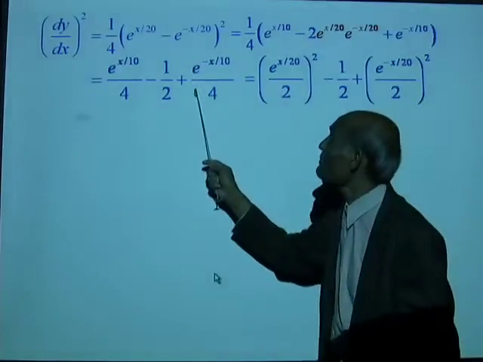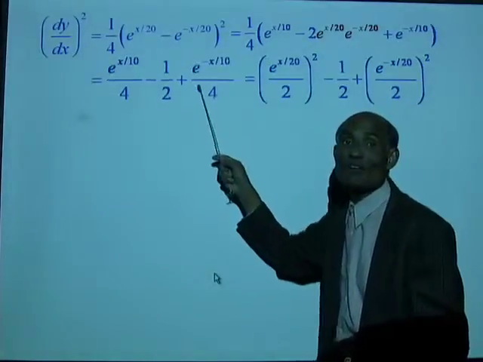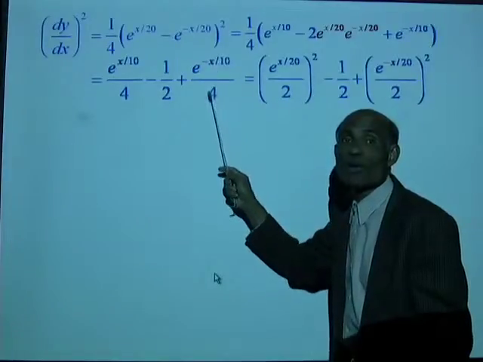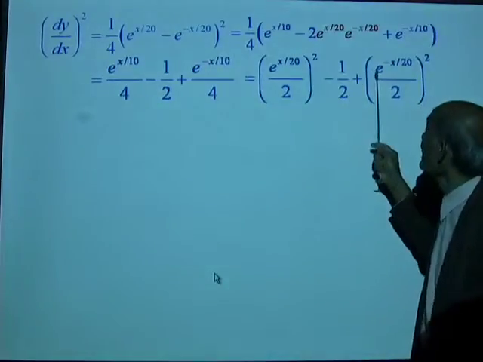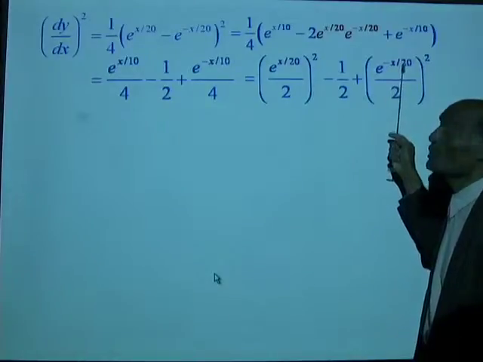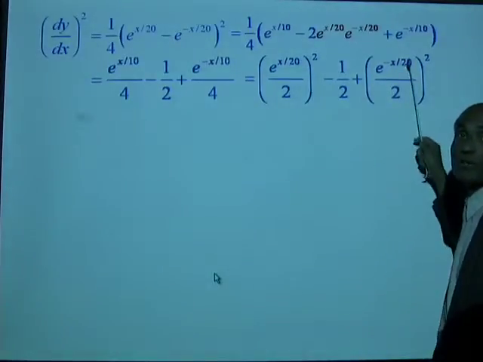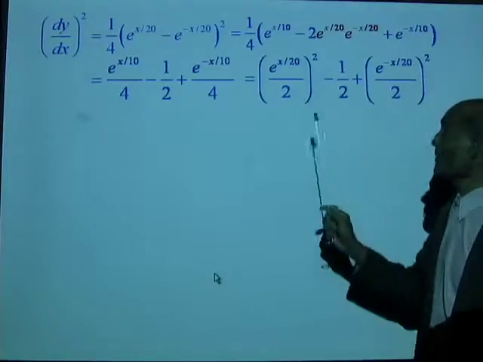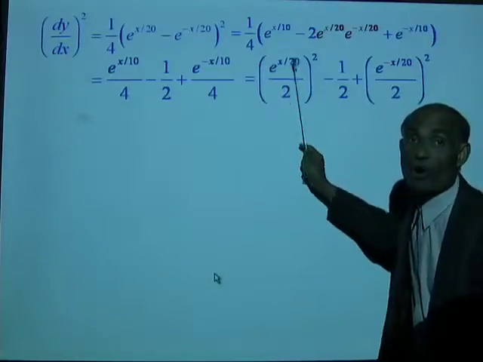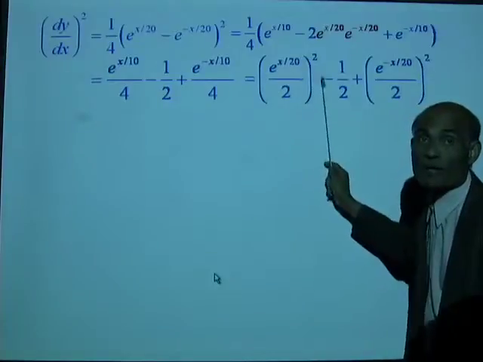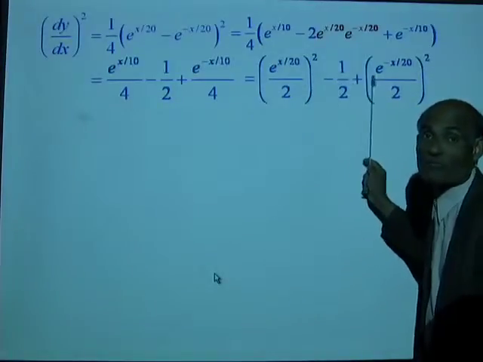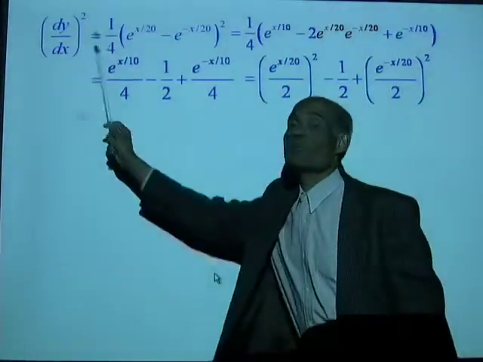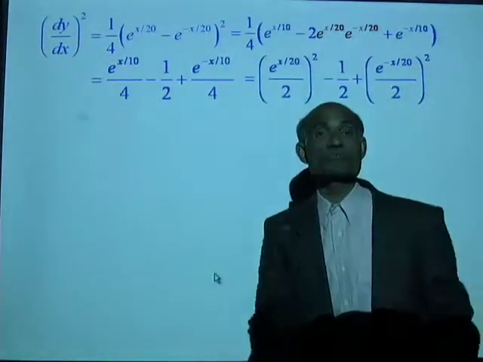And how do you write this as the square of a quantity? E to the power of negative x over 10 over 4 can be written as e to the power of negative x over 20 over 2, the quantity raised to the power of 2. Alright, so this is now of a form a squared minus 1/2 plus b squared. Right, that is divided by dx, the quantity raised to the power of 2.